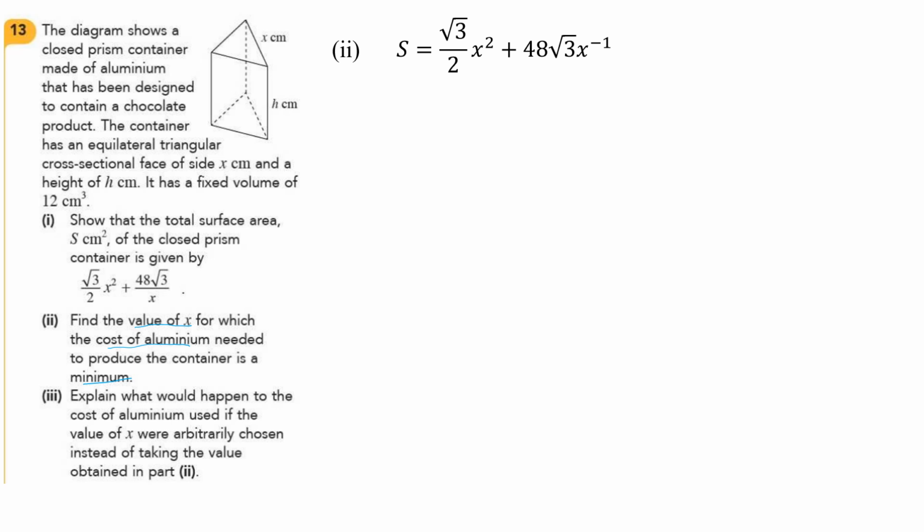Right. So to do that means we need to find dS over dx. We want to show that value is equal to 0. We want to have minimum surface area. Minimum surface area means we use as little aluminum as possible, right? So we're going to find dS over dx. So you differentiate it.